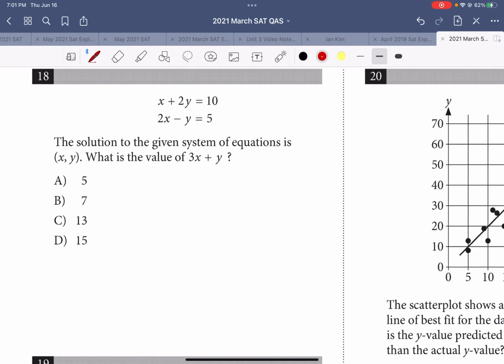Now, number 18. The solution to the system of equations is (x, y). What is the value of 3x plus y? By looking at it, sometimes, not always, by adding these, you can get 3x plus y on the left hand side, and then that's 15. So answer is C. Okay, so you don't have to solve for the variables. By adding two expressions, you can get the answer quickly.